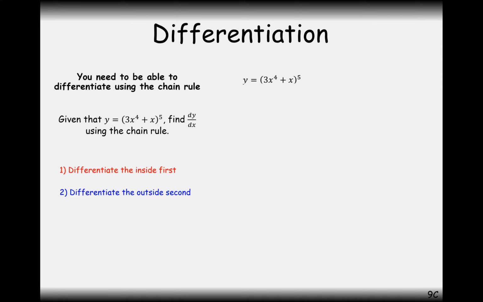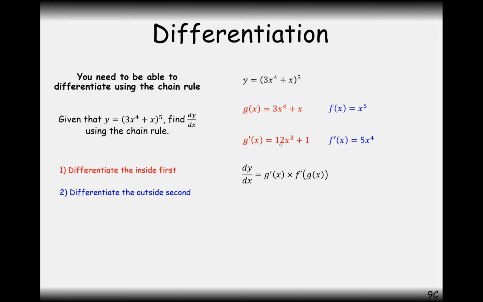So, to answer this question here, let's think about what functions we do have. The first function that we have for x is the inside function. The inside function here is 3x to the 4 plus x. And the outside function is the power of 5, so effectively the function is just x to the power of 5. So we'll differentiate the inside function first to get 12x cubed plus 1. And then we'll differentiate the outside function. Now remember, the outside function is just the power of 5, so it's just going to be 5x to the 4.